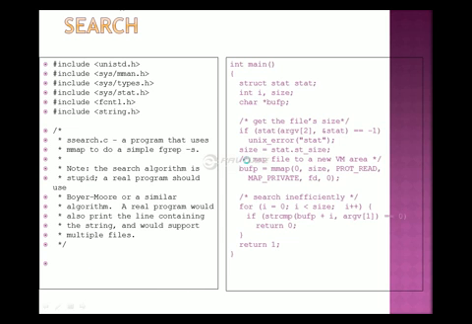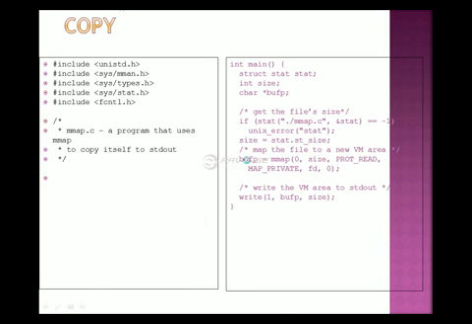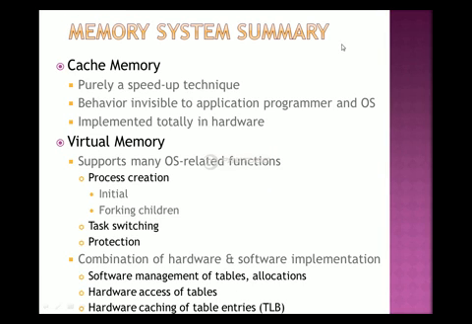This is the example in the C language, how to search, how to copy. Now, what is the summary of the memory system? That is cache memory, purely a speed up technique, with behavior invisible to the application programmer and the operating system, implemented totally in the hardware. Sorry, that is the cache memory.